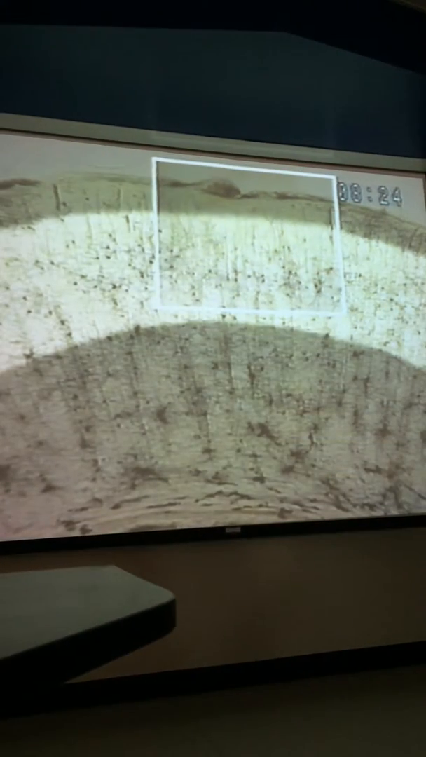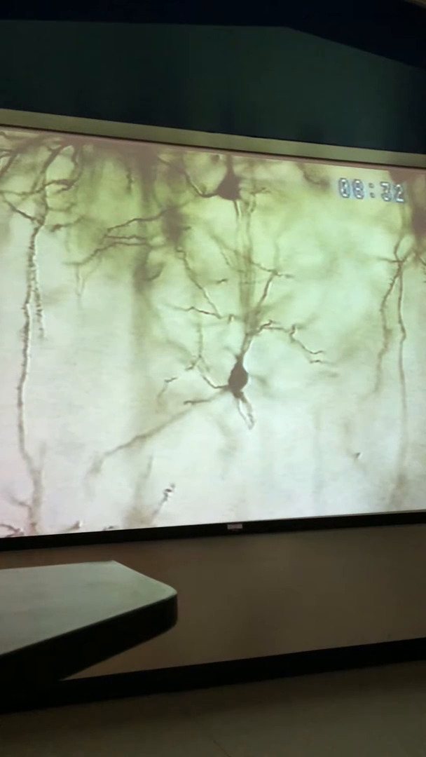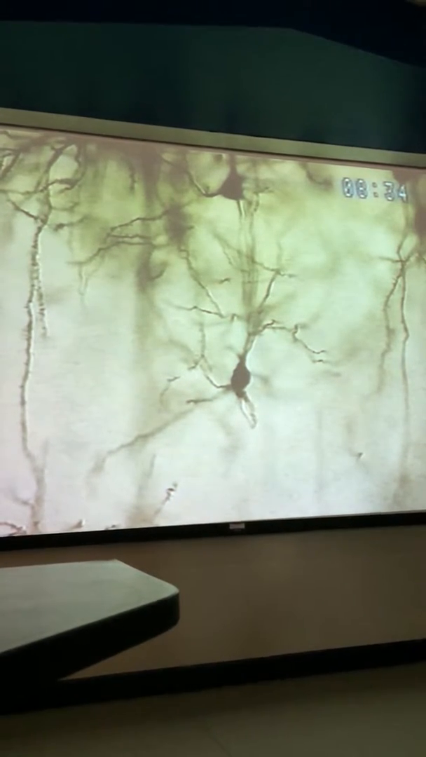Layers 2 and 3 contain a variety of cells whose axons project to other areas of the cerebral cortex. Layer 4 mainly contains stellate or star-like cells. This is the layer where all inputs to the cortex terminate.